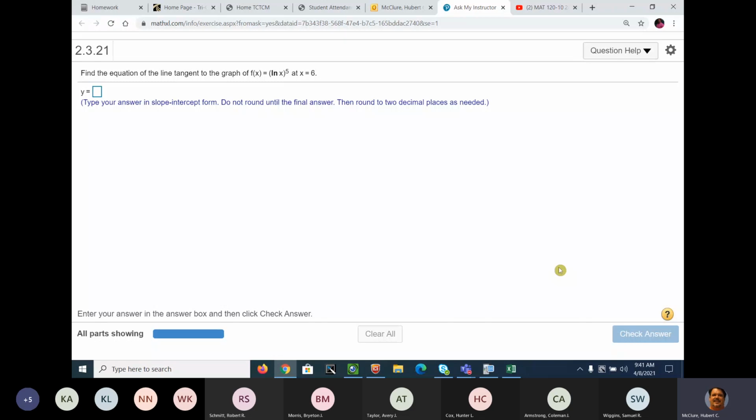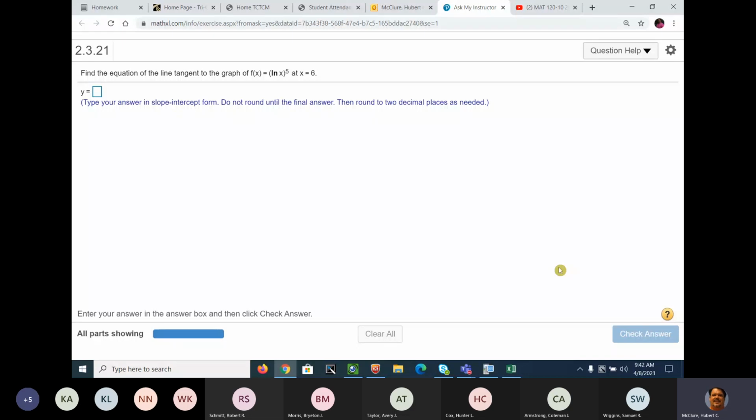Okay, find the equation of the line tangent to f of x is equal to natural log of x raised to the 5th power at x is equal to 6.